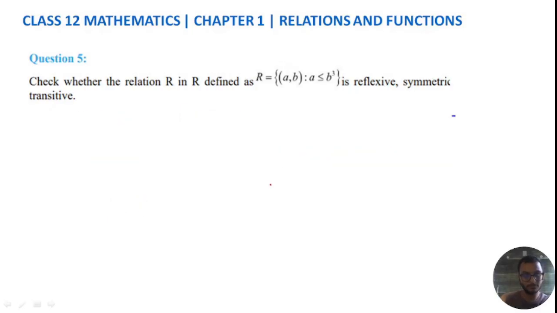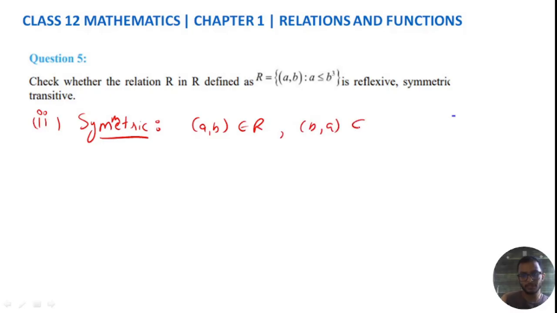I will show why it happens. For symmetric, if you have (a, b) in R and you can show that (b, a) is not in R, then it is not symmetric. Why am I saying it is not symmetric? Because we will be able to find such an element: a is less than or equal to b cube does not imply that b is less than or equal to a cube.